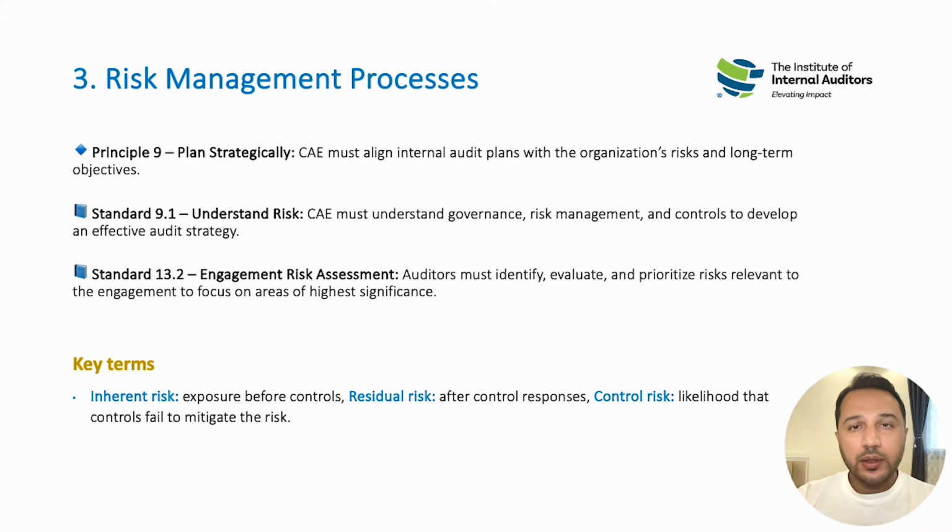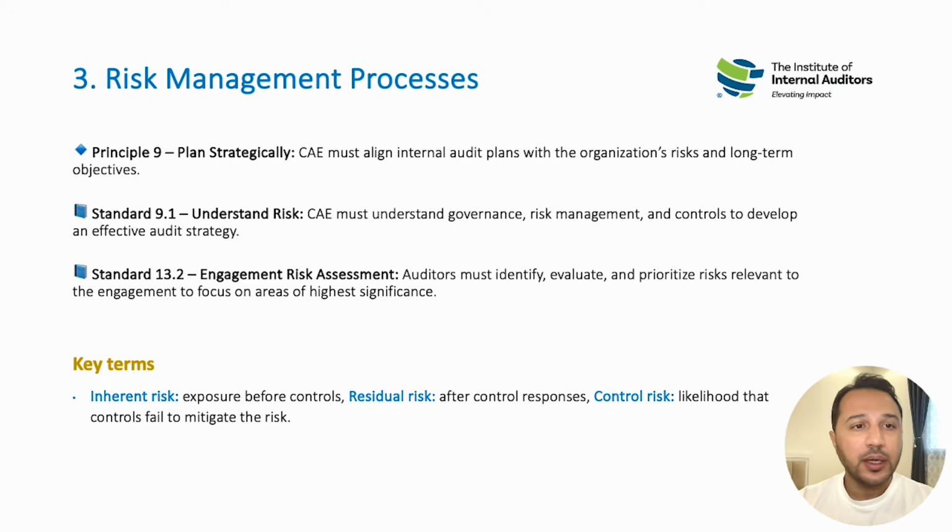So here we are with another section. In the first section, we discussed the objectives and the scope. In the second section, we discussed the criteria or the standard against which we measure the auditable activities. The third one is the risk management process.